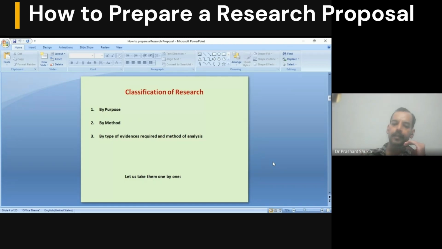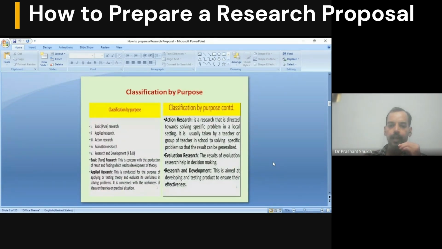So before starting, we have to know in which particular category your research is going to fall. This classification of research is done in 3 different ways. Either classification by purpose of research, or classification by method of research. And I'm not talking about methodology. Don't get confused between method and methodology. And third, by type of evidences required and method of analysis. Here comes the term methodology when I say method of analysis. So let us take them one by one.